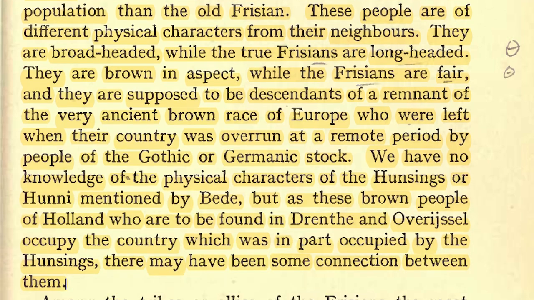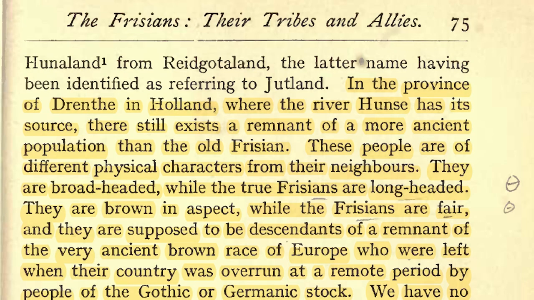We have no knowledge of the physical characters of the Hunzings or Huni mentioned by B, but as these brown people of Holland who are to be found in Drenthe and Overijssel occupy the country which was in part occupied by the Hunzings, there may have been some connection between them. So some people will agree, some people will definitely disagree, but check out the word aspect right there. That's definitely a synonym for complexion because it's making that distinction. Brown in aspect, while the Frisians are fair or light.